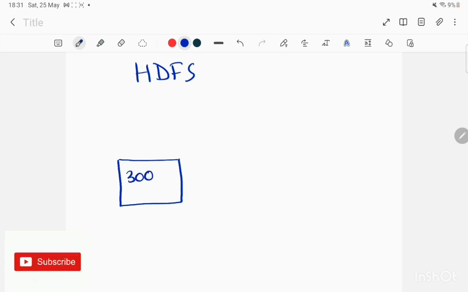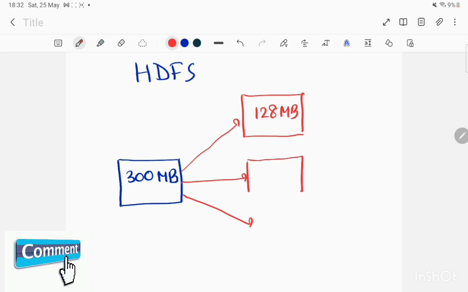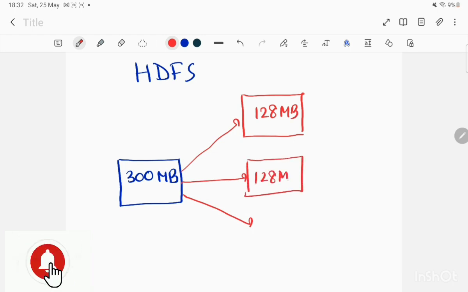Say this file is, say, 300 MB. Now what will happen in Hadoop, this file will be broken into smaller chunks, and it will be stored in different machines. So the smaller chunks are like this. This one is say 128 MB, this is also 128 MB. These are the smaller chunks, and this one is 44 MB.